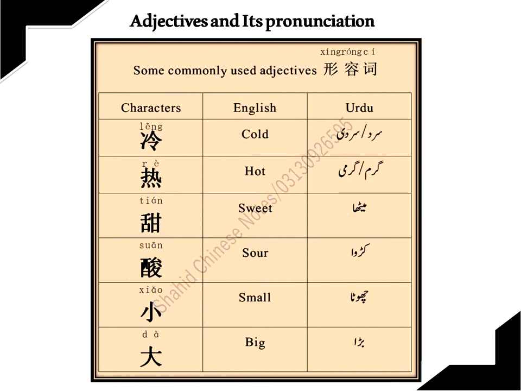Okay, adjectives. 冷, 今天很冷, means cold. 热, hot. 甜, sweet. 酸, first tone, flat tone, sour. 小, small. 大, big, fourth tone.